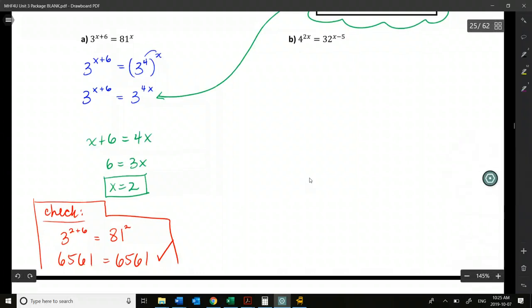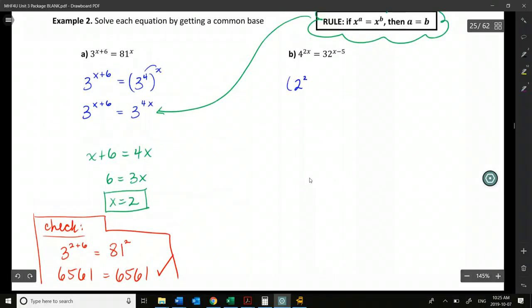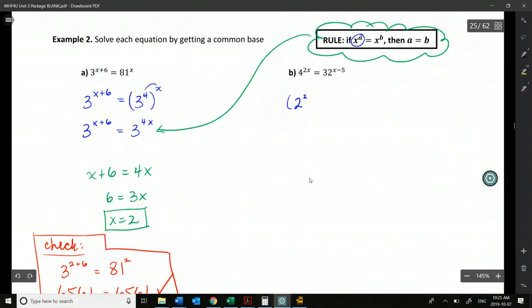Okay, common base between 4 and 32. Any suggestions? 2. Okay, let's express them with bases of 2. So 4. So I'm using the rule that if I have 2 bases to some exponent, then I know the exponents are equal. Okay, so if I have 3 to the x plus 6 equals 3 to the 4x, I know that those two exponents have to be equal for that to be true. So I'm setting the exponents equal to one another and I'm solving for x.